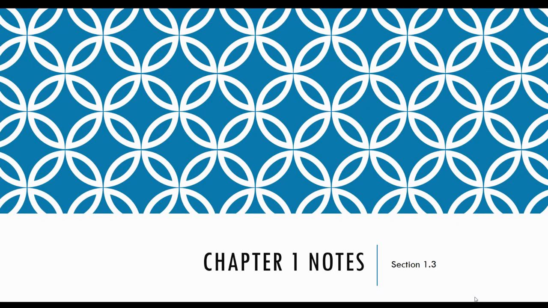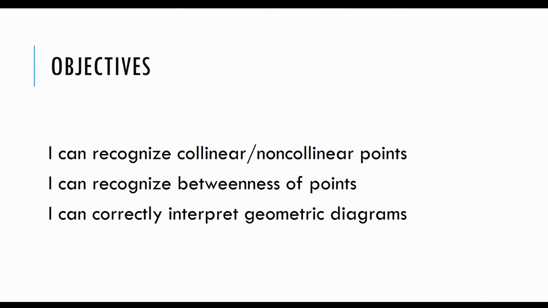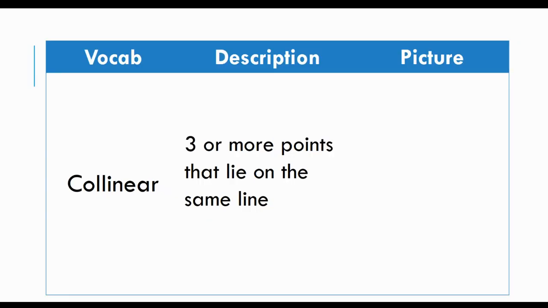Today we're going to continue with Chapter 1. We're looking at Section 1.3. This section is all about recognizing collinear and noncollinear points, betweenness of points, and starting to correctly interpret our geometric diagrams. All right, so once again, we have some more vocabulary.